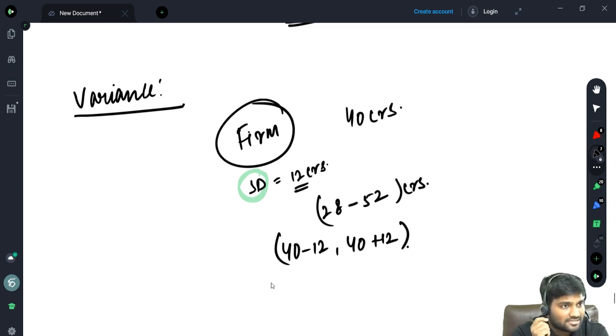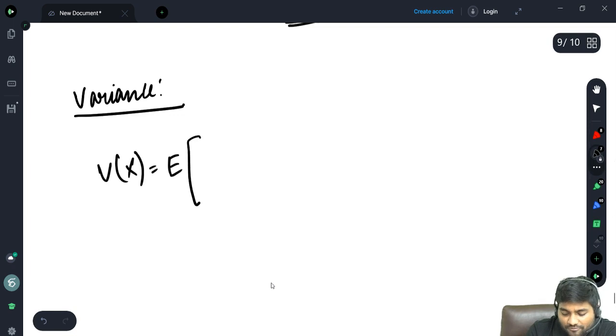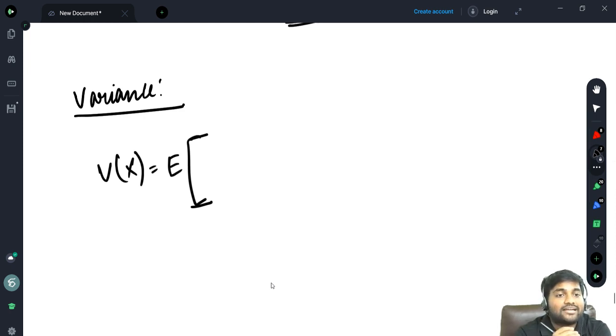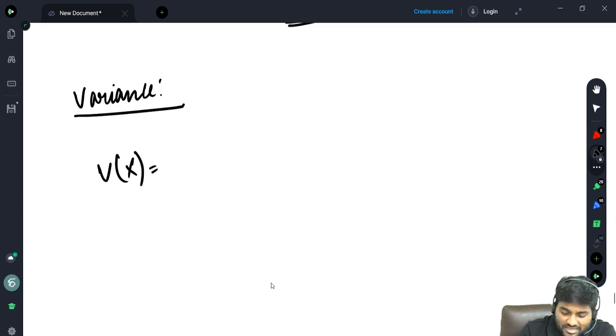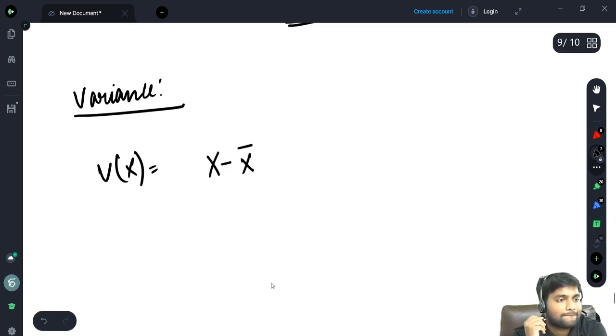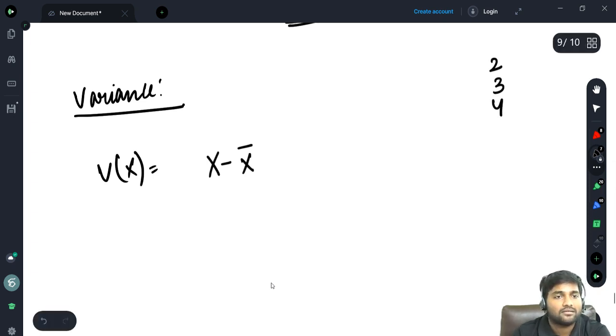So how to get variance? Variance of X is expectation of. Expectation means what? Mean. So first we'll calculate the deviation. Deviation means what? X minus X bar. The value less the mean value. For example, 2, 3 and 4. So what is the mean? 3. So first we are calculating the deviations. So it is minus 1, 0 and 1.